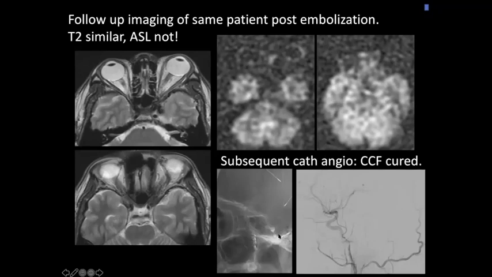We see his embolization material. We do not see any more shunting. His CC fistula is cured. So ASL is really terrific for helping to diagnose shunting lesions and for helping to follow them after therapy.